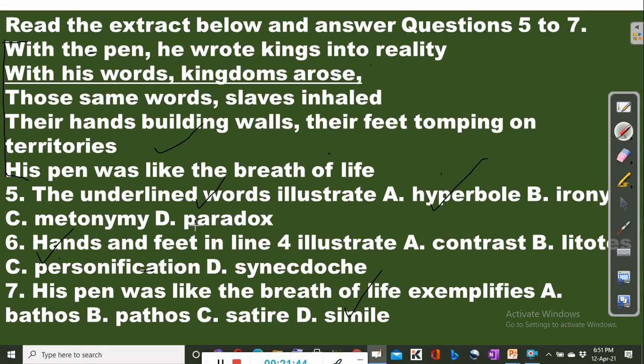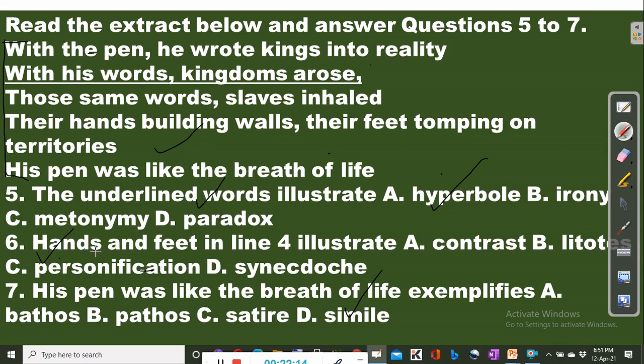Paradox is a statement that combines two opposite ideas. For example, if you say that attack is the best form of defense, of course, attack and defense are two opposite ideas. And when you place them side by side in a statement, that is a paradox.